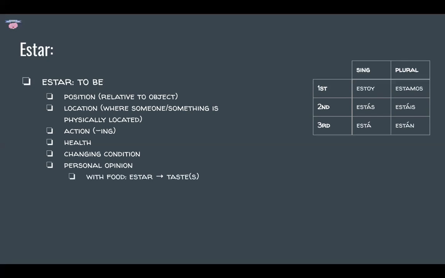With food, like I mentioned in this example, estar means tastes. So the food tastes good or the food tastes delicious. With appearance, it means it looks. So you can say, el carro está limpio, which means the car is clean or the car looks clean.